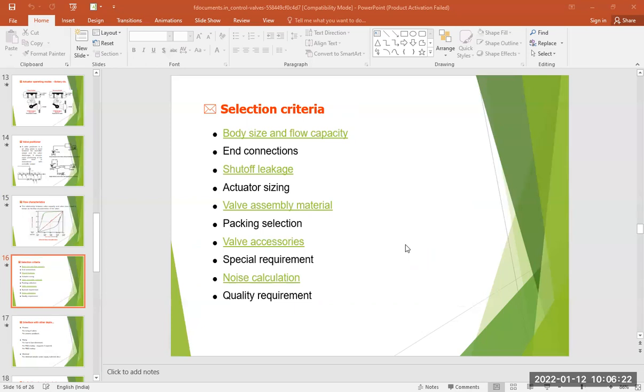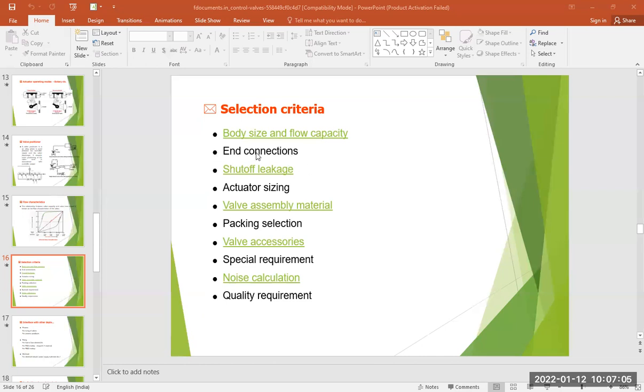So in this slide you can see the basic selection criteria. What is the selection criteria when you have to select any valve? In our different categories, we have to use these selection criteria in different, application-oriented ways. First, we have to discuss body size and flow capacity. According to body size and flow capacity, we use different types of control valves for different applications and operations.